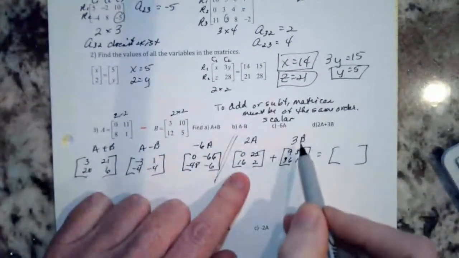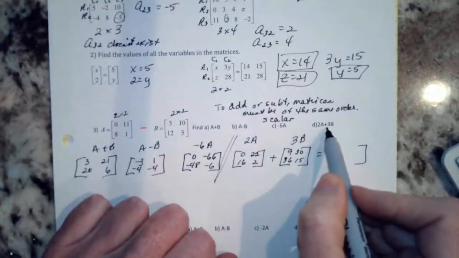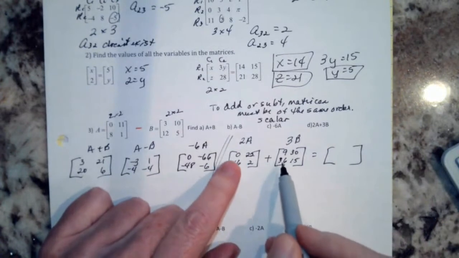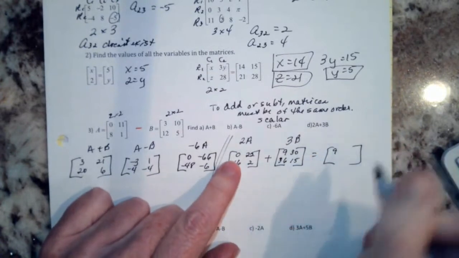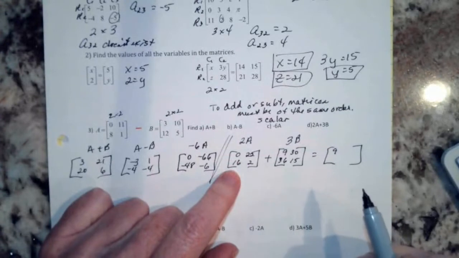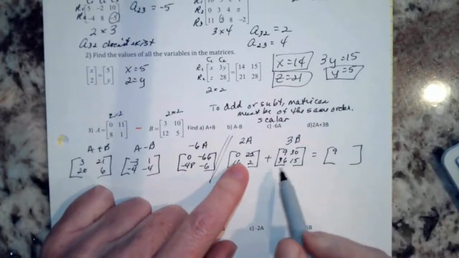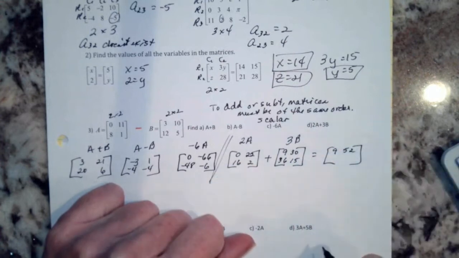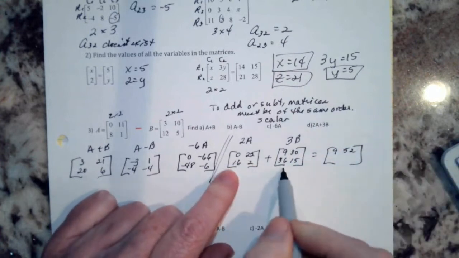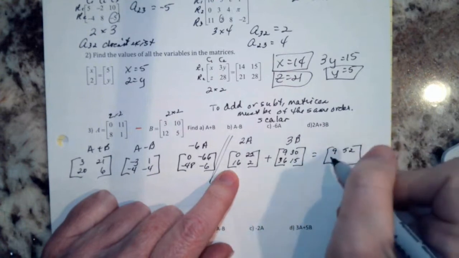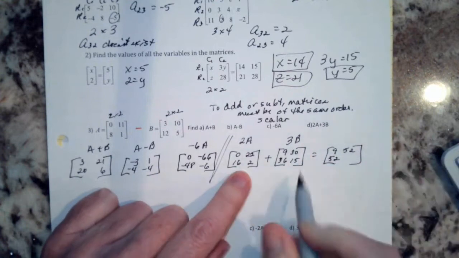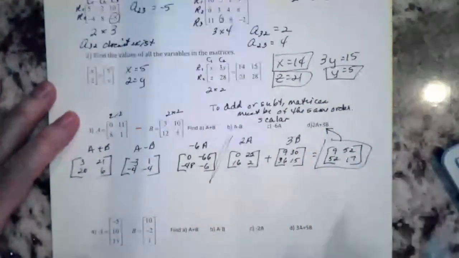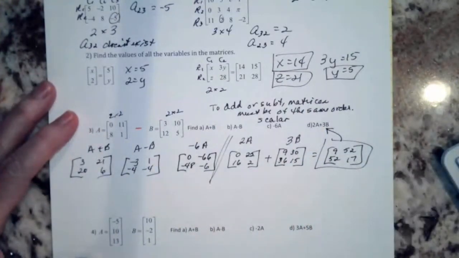Okay, so we've got 2 times a, and we've got 3 times b, and this problem said to add them together. So add the little, row 1, column 1, 0 plus 9. Then jump around if you feel like it, but just make sure you get them all. I'm going to do row 1, column 2, 52. Row 2, column 1, 16 plus 36. And then 2 plus 15. And there's the answer for 2a plus 3b.